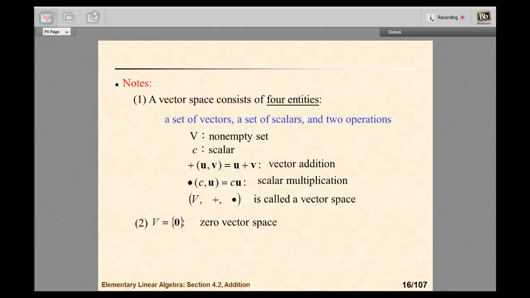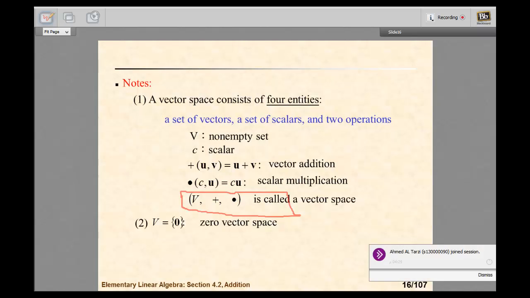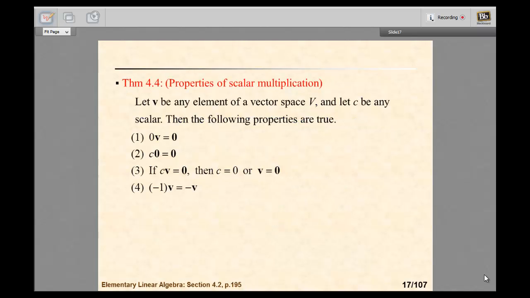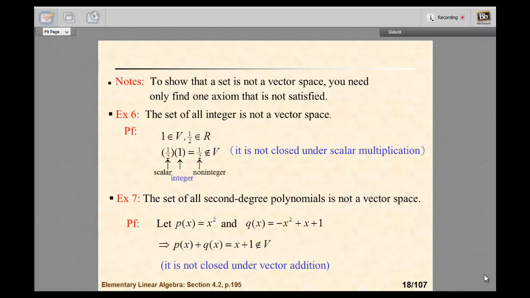We denote it like V with addition and multiplication. A vector space can be defined like that, V with addition and multiplication. In this way, we define it as a vector space. So 0 is a vector space. Properties of scalar multiplication are defined here with the 0. There are some examples to show that a set is not a vector space. You need only find one axiom that is not satisfied.